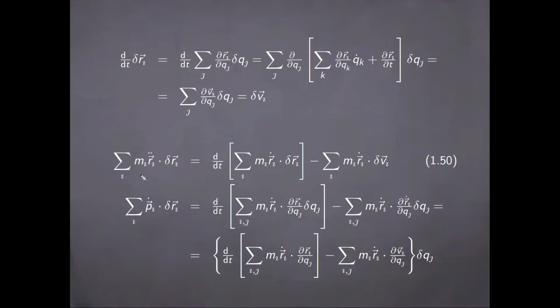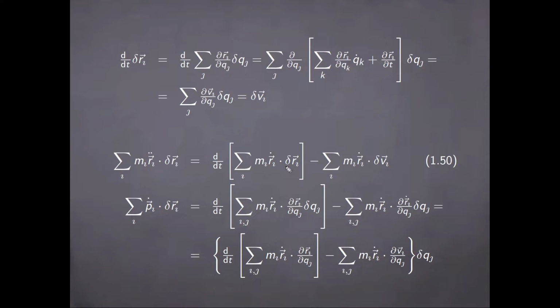Then we can write our term in either of these ways, which are equivalent to one another. So we can write, for example, the dot product between the acceleration and the virtual displacement as the total time derivative of the quantity evaluated beforehand, from which we subtract the term that we have just calculated.